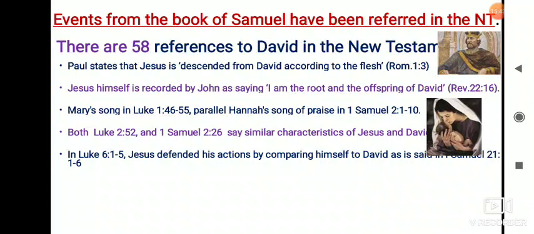In Luke chapter 6, 1 to 5, Luke recorded how the Pharisees confronted Jesus and accused him and his disciples of breaking the Sabbath. Here, Jesus defended his action by comparing himself to David, as is said in 1 Samuel chapter 21 verses 1 to 6, when David and his men ate the holy bread before the Lord while they were being pursued by Saul.